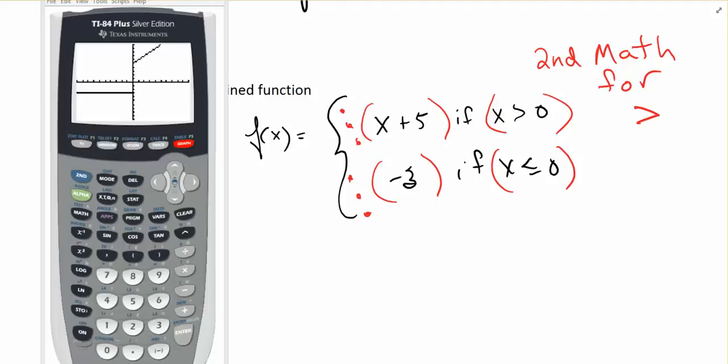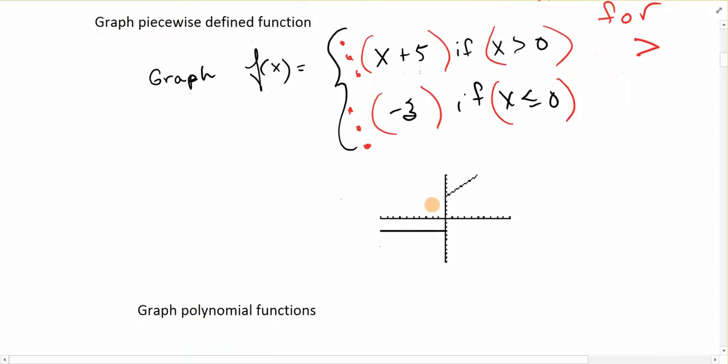Everybody get that? And we're good? Okay, so you would be matching it. The only thing your calculator will not do, let me grab that picture, is put open and closed circles. So for x bigger than 0, should this circle be open or closed? It says x is greater than 0. What should it be? Open. So you should have an open circle.